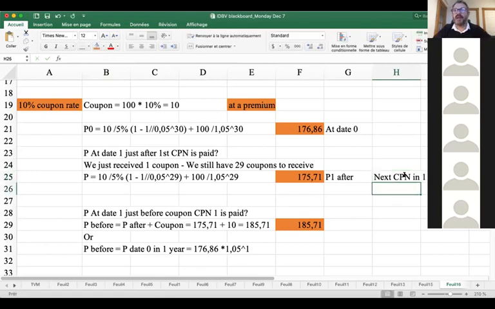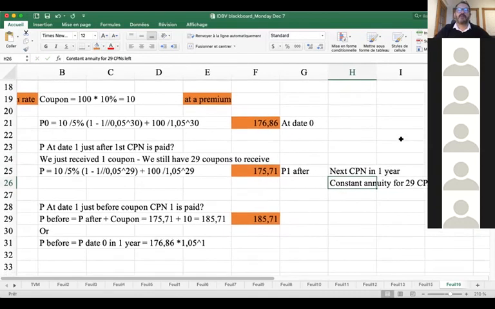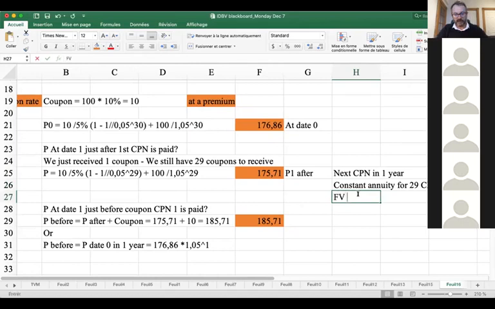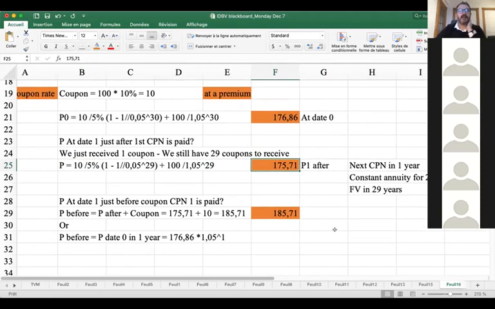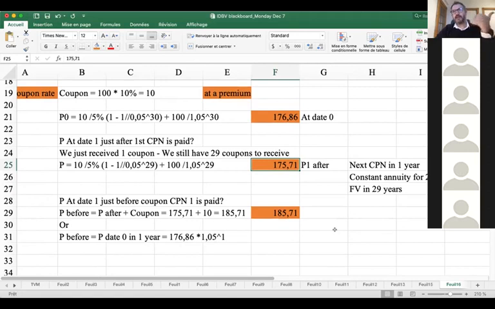Okay, so we can apply the constant annuity, but only for the 29 coupons left, and the face value in 29 years instead of 30 years now. So this is why we do the same formula, but we have an exponent of 29 instead of 30 for both the coupons and the face value. So it means that here we have a value of 175.71. So that's the value after.